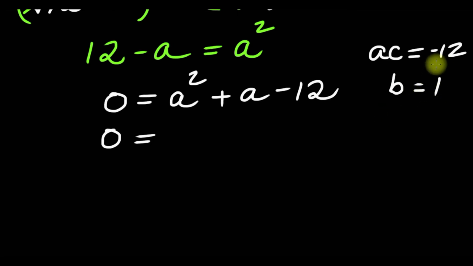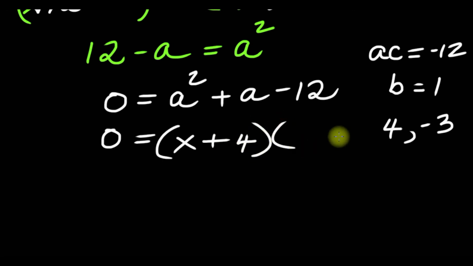So now we have to come up with factors of negative 12 that, when we add those numbers, come out to 1. And that has to do with positive 4 and negative 3. So we're going to use those numbers and put this in factor form: x plus 4, and then x minus 3. And then set each factor equal to 0, and solve for it.